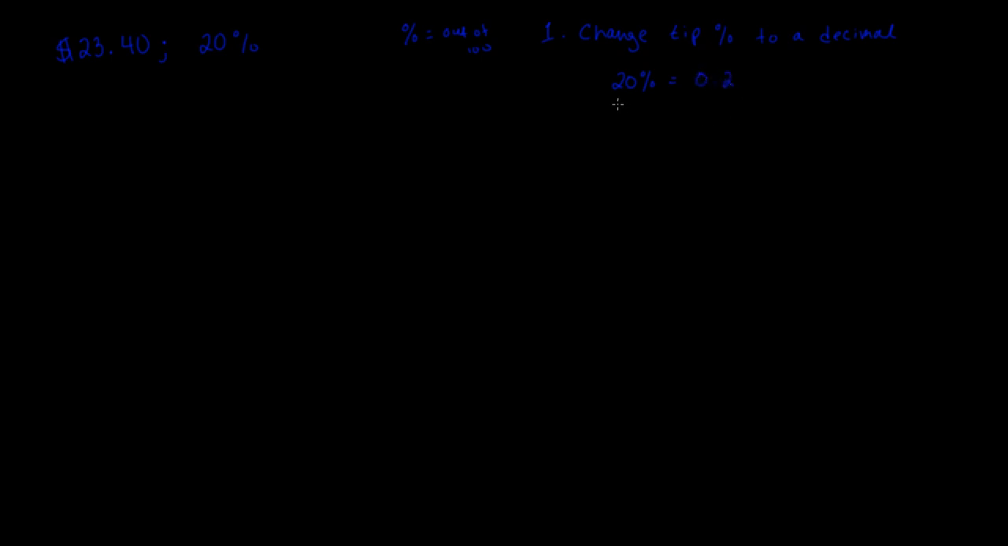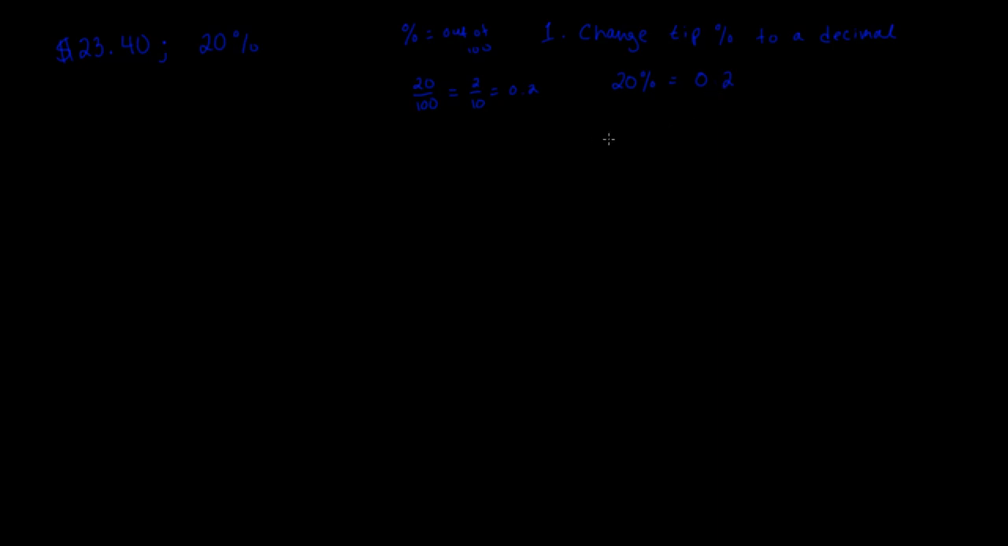And the reason for that is because if you take it this way, you can say that out of 100, you've got 20 out of 100. So you're going to take 20 and place it over 100, right? And if we reduce that, we can reduce this down to 2/10, and we can reduce that down to 1/5 if we wanted to, but we know that 2 out of 10 is just 2/10, right? So that would give us 0.2. So we're going to change this tip to a decimal, giving us this 0.2.